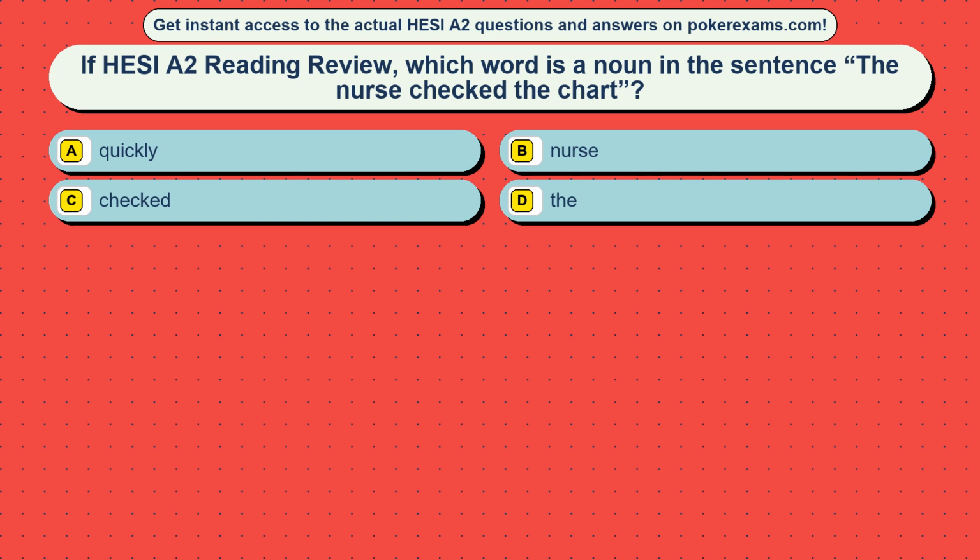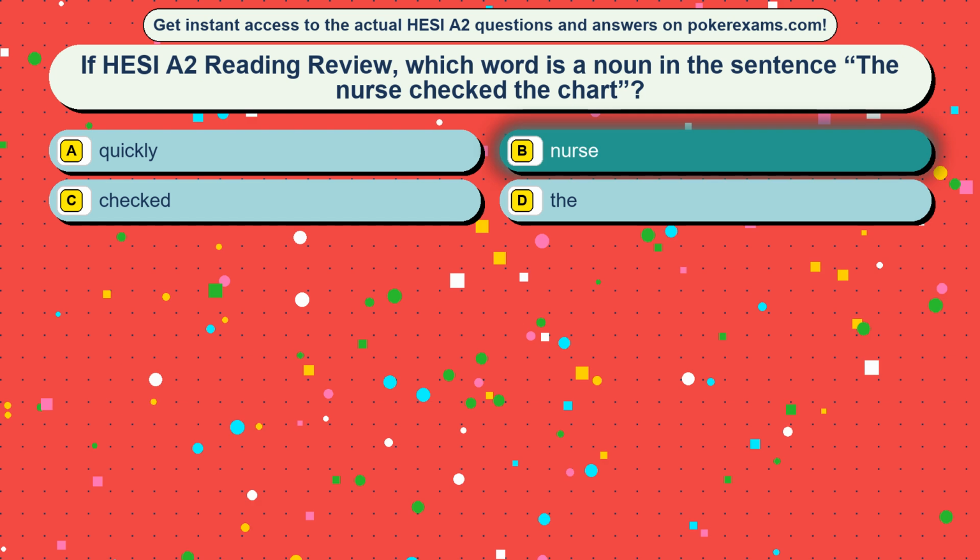Question 40. If HESI A2 reading review, which word is a noun in the sentence "The nurse checked the chart"? Option A, quickly. Option B, nurse. Option C, checked. Option D, the. The correct answer is option B, nurse.